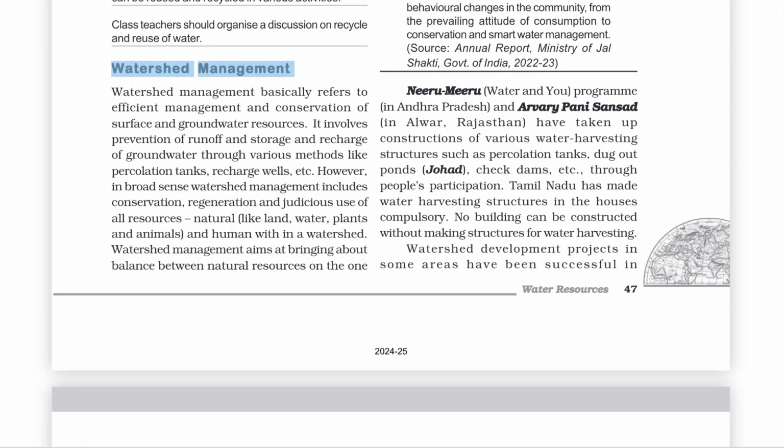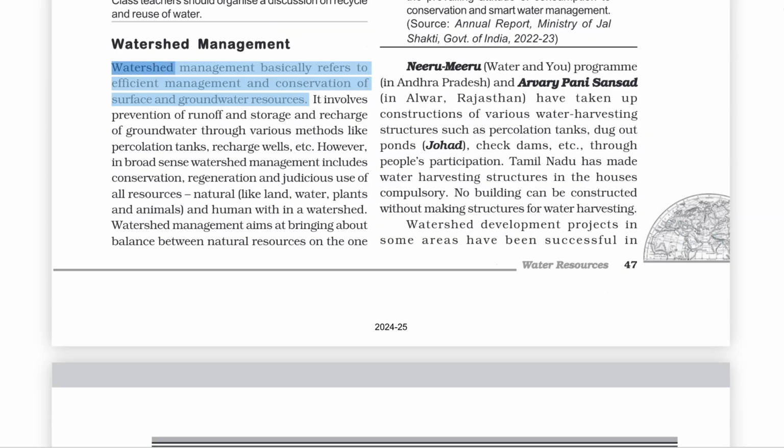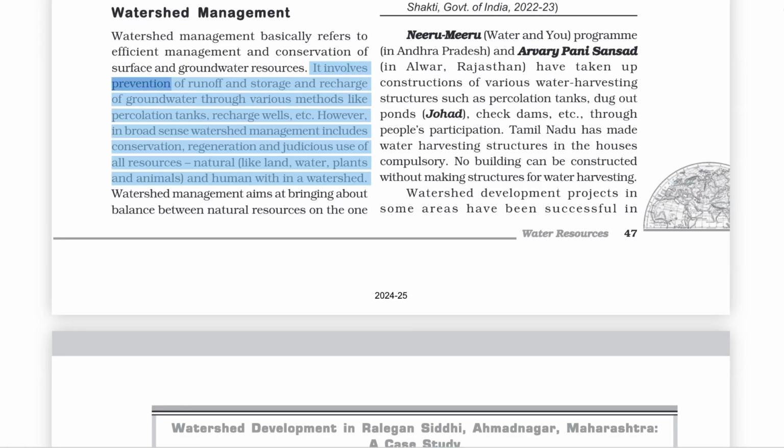Watershed management. Watershed management basically refers to efficient management and conservation of surface and groundwater resources. It involves prevention of runoff and storage and recharge of groundwater through various methods like percolation tanks, recharge wells, etc. However, in broad sense, watershed management includes conservation, regeneration, and judicious use of all resources, natural, like land, water, plants and animals, and human within a watershed.